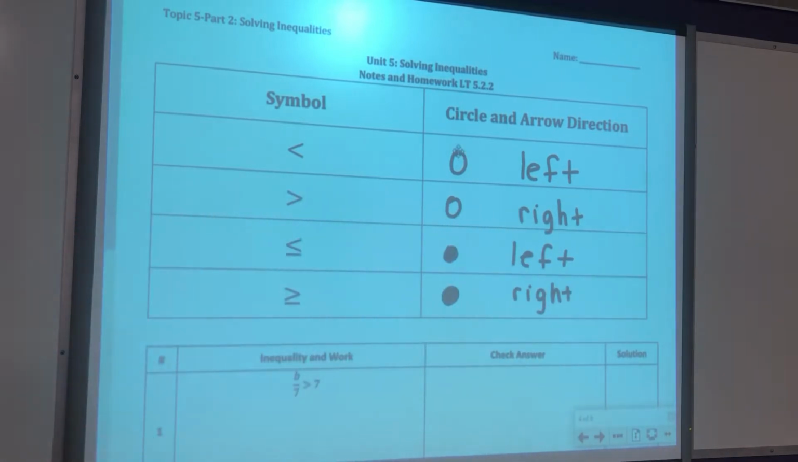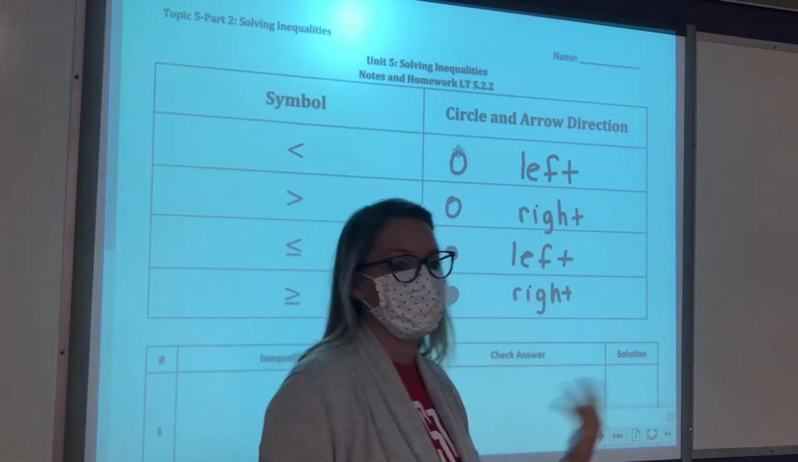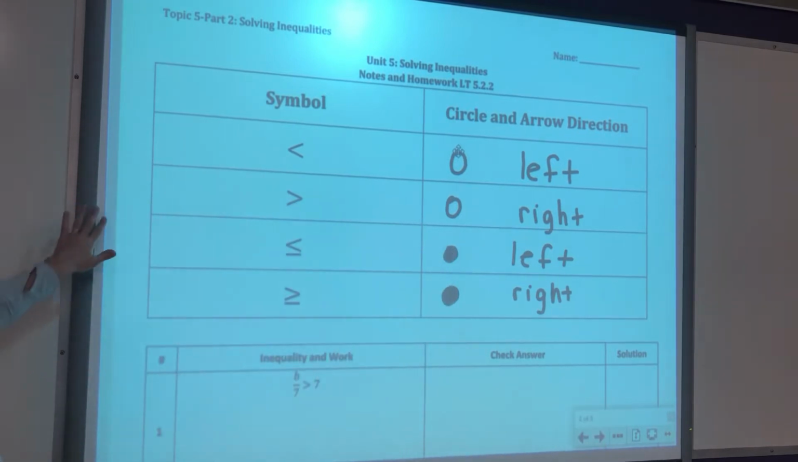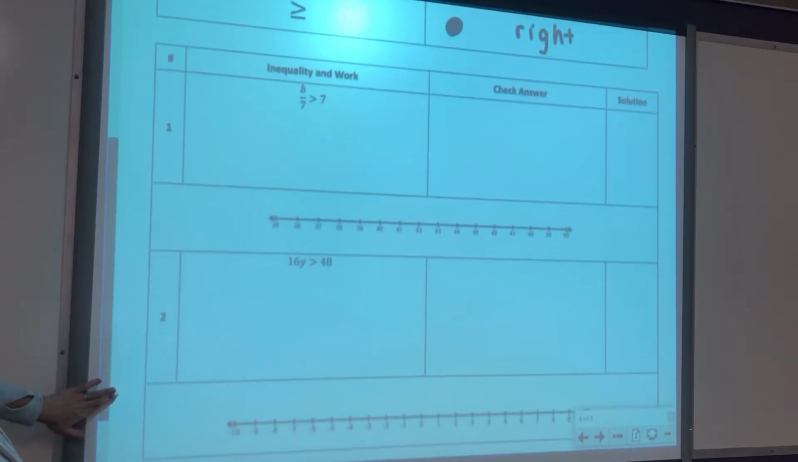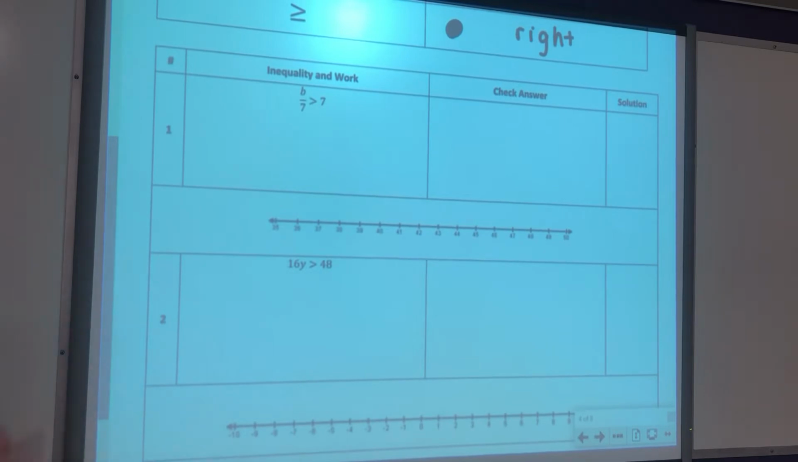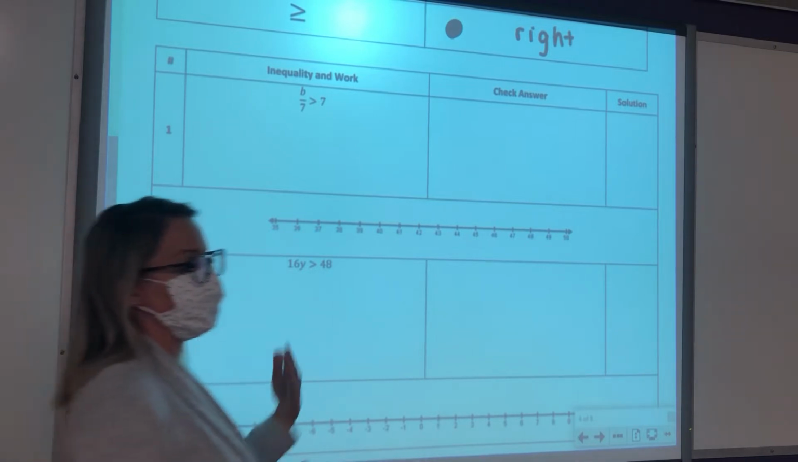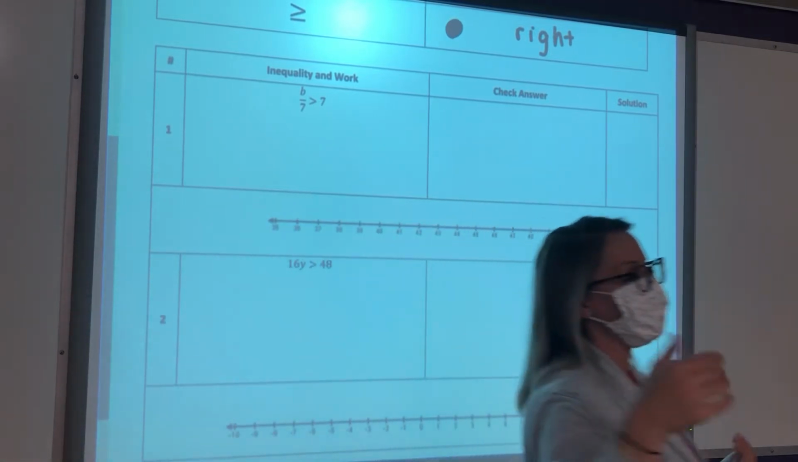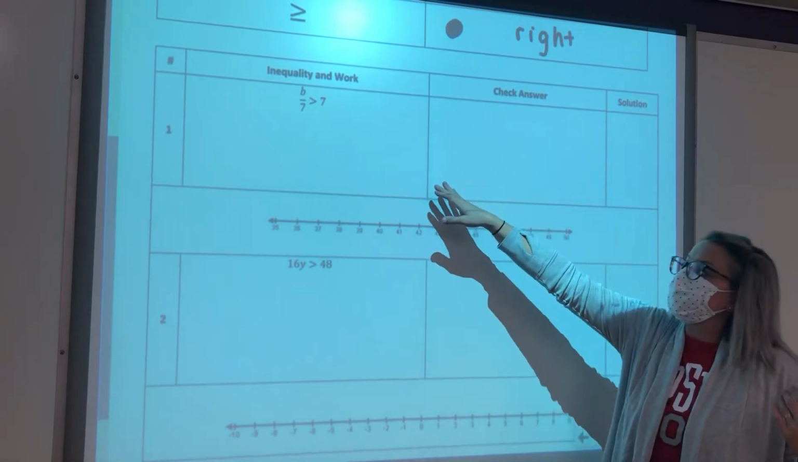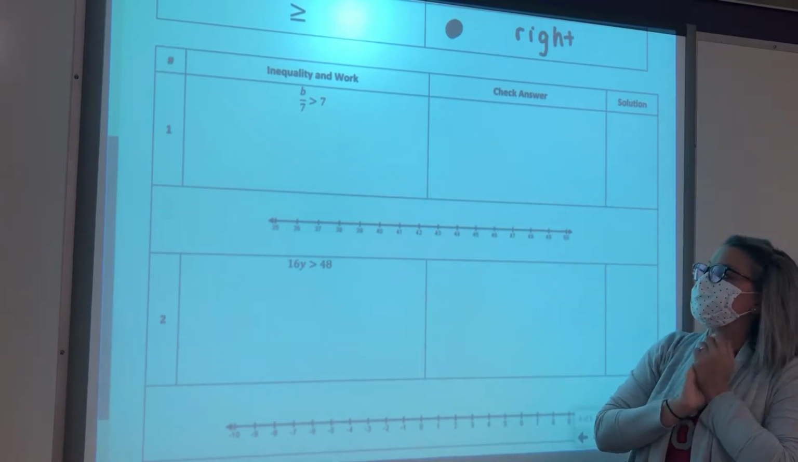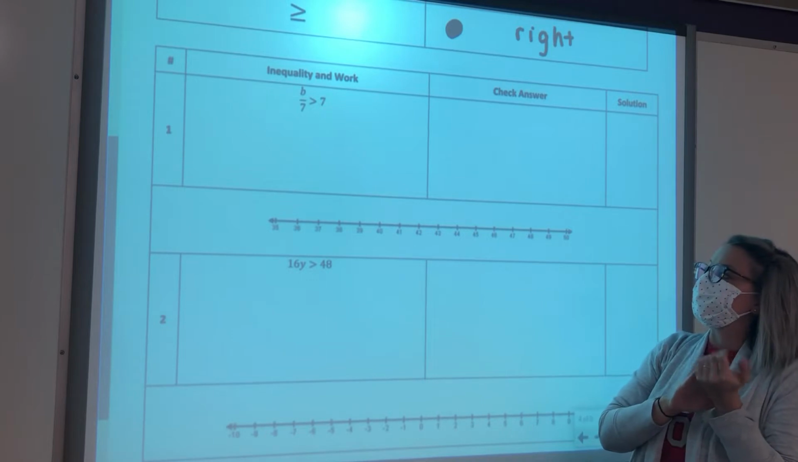Now, last week we focused only on addition and subtraction. So again, we used our inverse operations. Whatever we did on the left side, we also had to do on the right side. So we're going to continue that today, but we're going to work with multiplication and division. Again, the inverse of multiplication is division, and the inverse of division is then multiplication. So our first problem here, b divided by 7 is greater than 7.